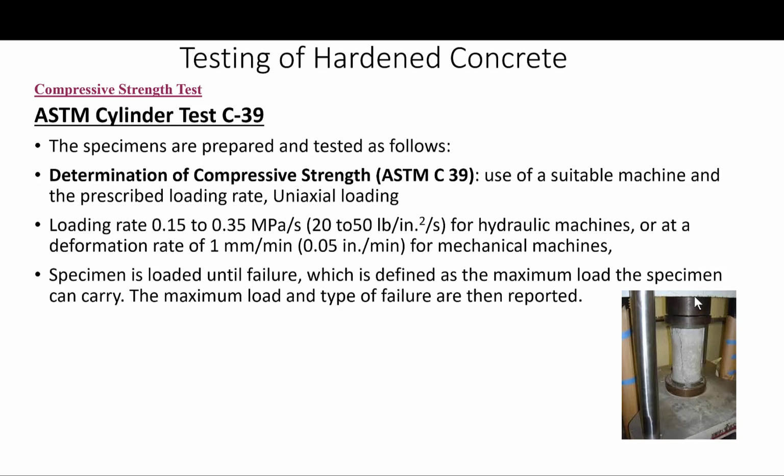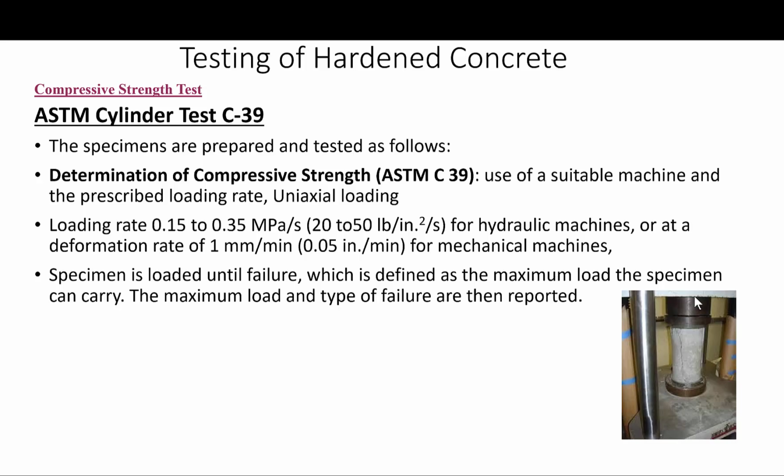Because strength is dependent on the loading rate, the specimen is loaded at a controlled rate of about 0.15 to 0.35 MPa per second, or 20 to 50 psi per second, for hydraulic machines, or maybe at a deformation rate of 1 millimeter per minute for mechanical machines, depending on what type of machine you are using.